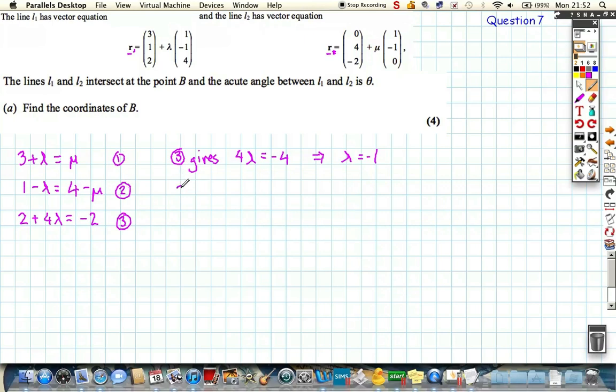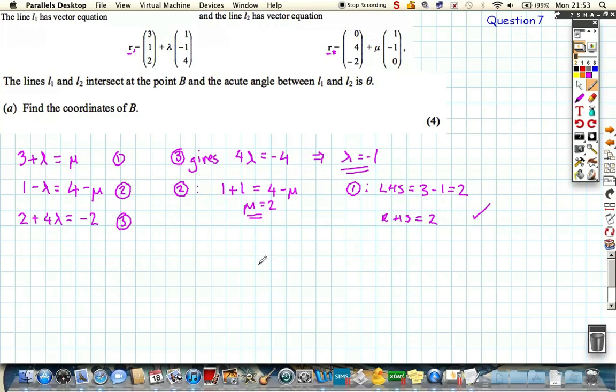So if we use equation 2 and our new value of lambda, we should get 1 plus 1, because lambda is negative and we're taking away a negative value, is 4 minus mu, which gives us 2 equals 4 minus mu. So let's bring this to that side and that to that side. So we get mu is 2. Let's just check with equation 1, just to check that these two things work. We get the left hand side is equal to 3 minus 1, which is 2, and the right hand side is just mu, which is 2, so it works.